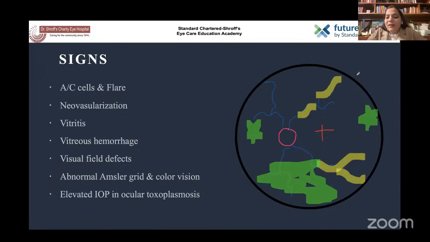A very easy diagram to remember is that there could be vitritis, there could be vitreous hemorrhage, which is always shown in green. There could be NVEs in the retina. There would be yellowish sheathing along the vessels, and the disc, more often than not, would be hyperemic. Or sometimes you could have NVDs or inflammatory neovascularization in the retina.